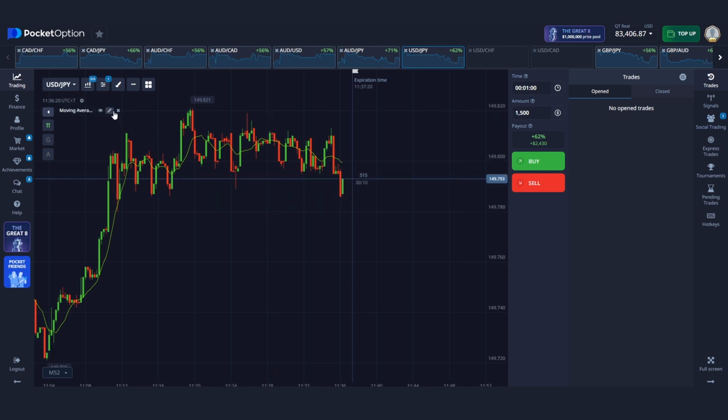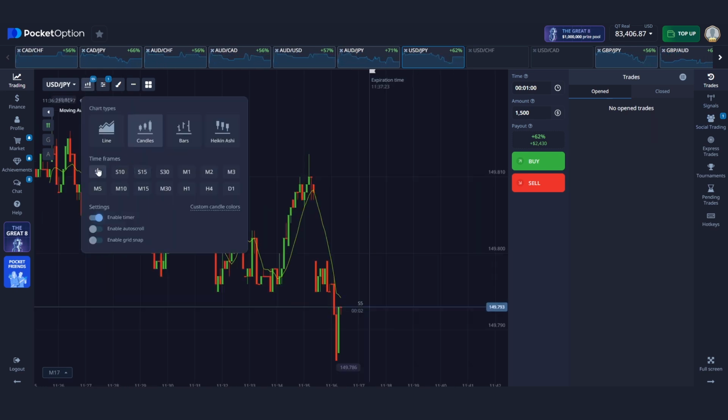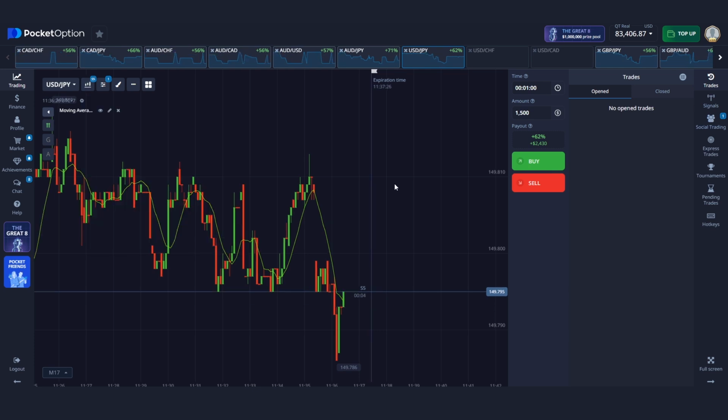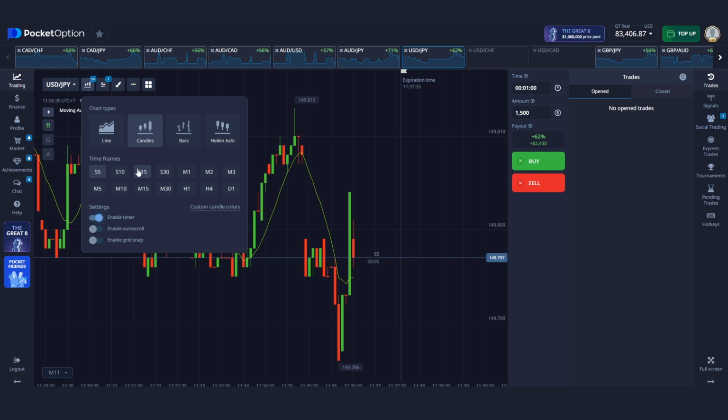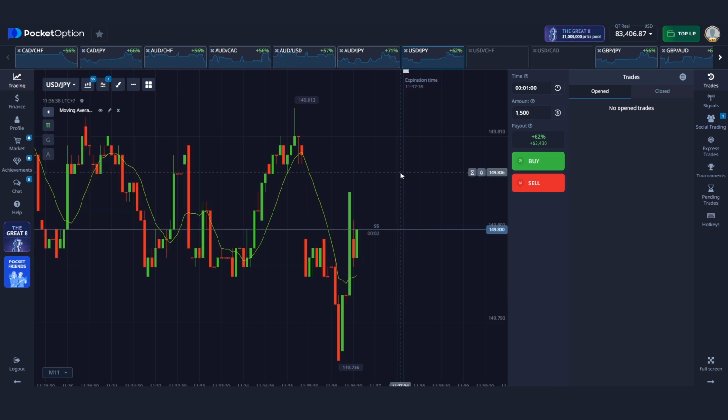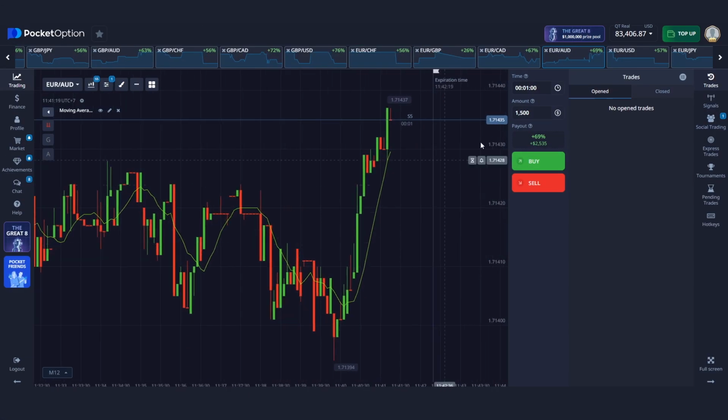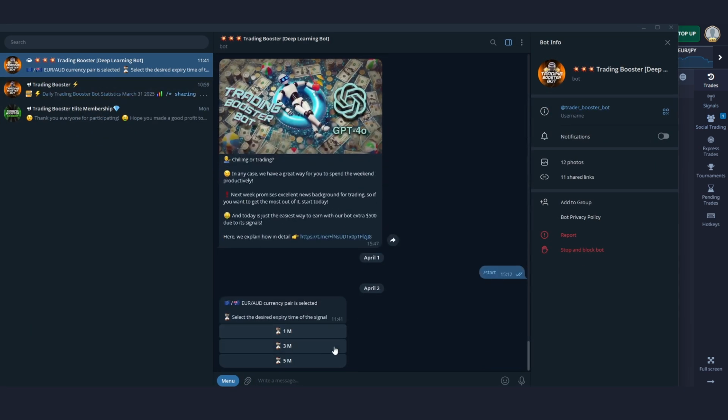By the way, regarding the best entry points, I advise you to use 5 seconds if you want to open very sniper-like positions. If you don't want to bother with that, then use the regular 15-second candle and let's try to open a trade with the best entry point. Here I choose the currency pair Euro, Australian dollar, switch to the booster bot and select the same currency pair.